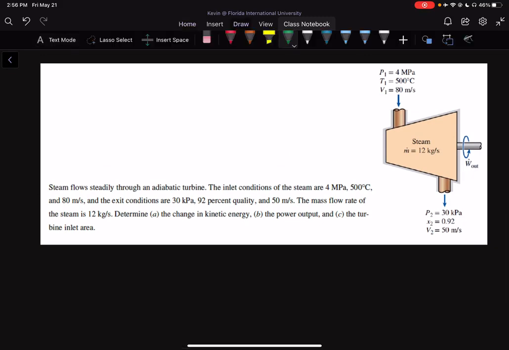Okay, so we know that we have a turbine in our system, and this turbine is an adiabatic turbine. So we can highlight this word, and we're going to define what this word actually means.